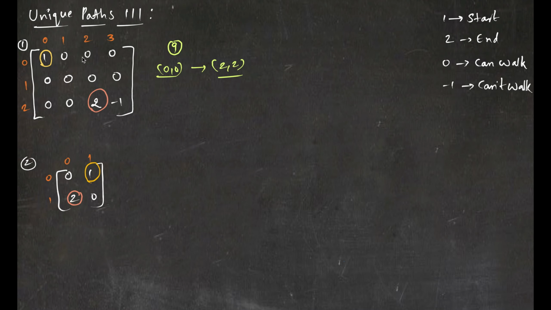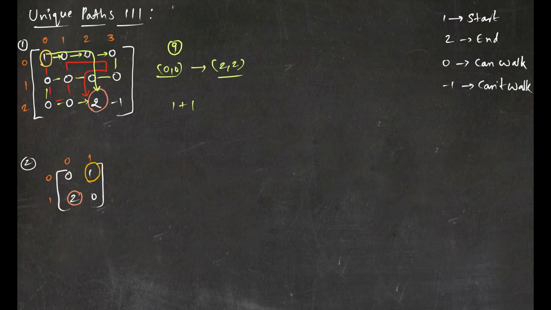So we need to start from here and end here by covering all the zeros. If we observe this closely, we have a path starting here, it goes to here, then this, then this, then this way, this way, this way, and this way, and we reach 2 here. And if you see, we have covered all the 9 zeros, so that is the first path. Then there is another path, where you can start from here and go here, then this one. This is another path which is also covering all the zeros.